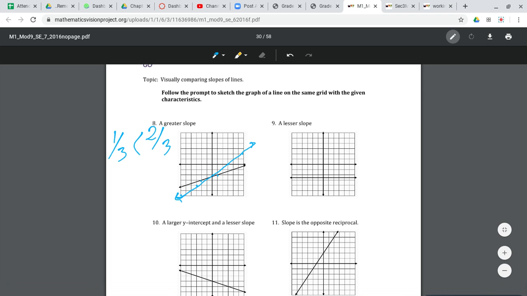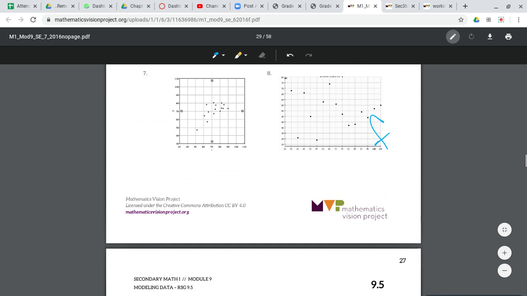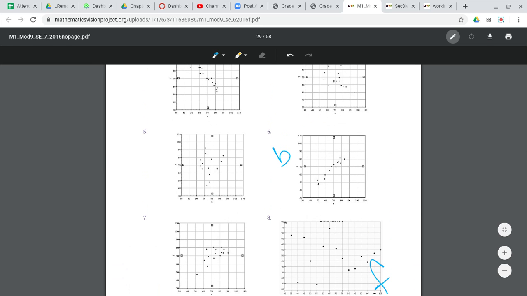Excellent. All right, so a reminder, your keyword for this lesson is correlation, which ties in with all of our scatter plots as to how those points connect to one another.